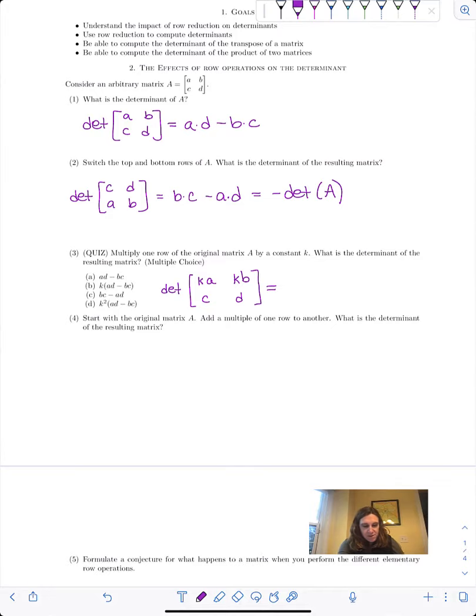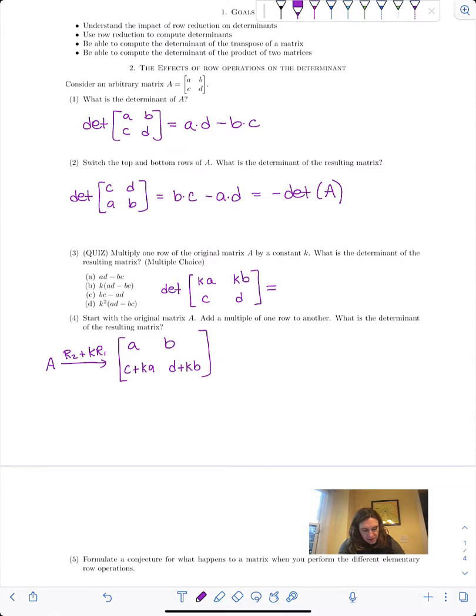Okay, so now let's go back to our original matrix A, and let's add a multiple of one row to another. So let's do R2 plus some constant times R1, just to keep it pretty general. So we keep our R1 the same, and then our R2, our first column is C plus K times A, and our second column is D plus K times B.